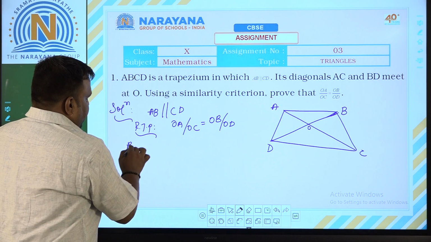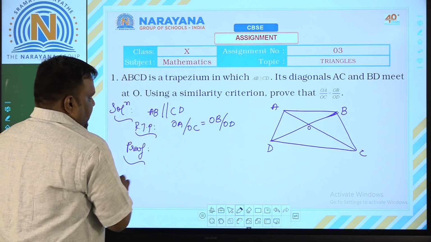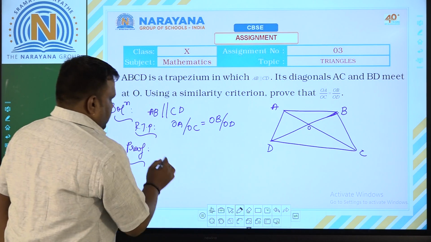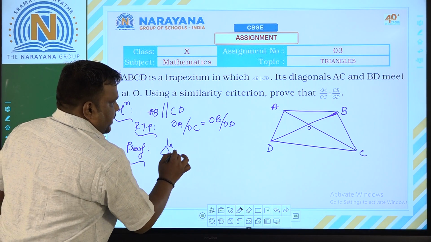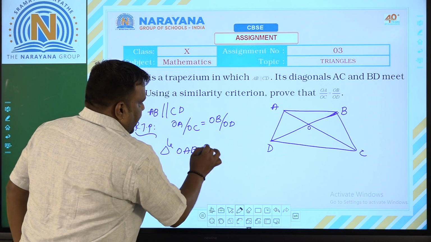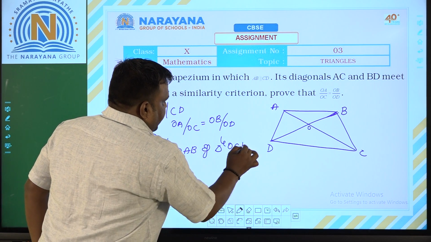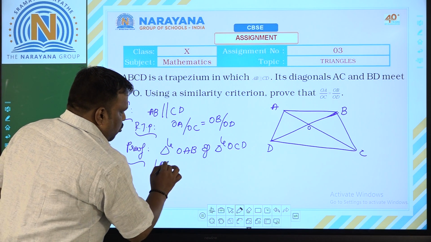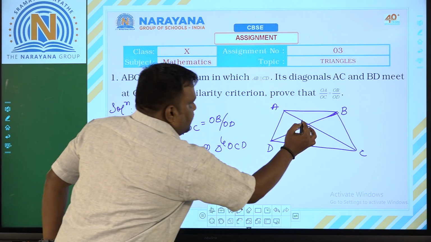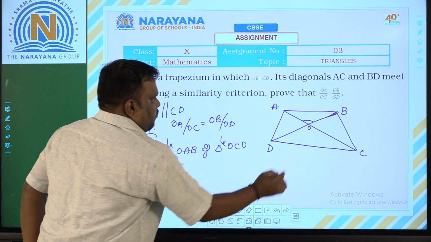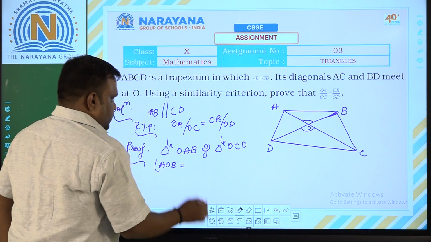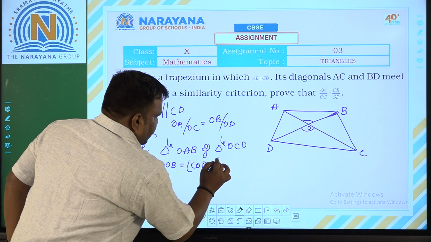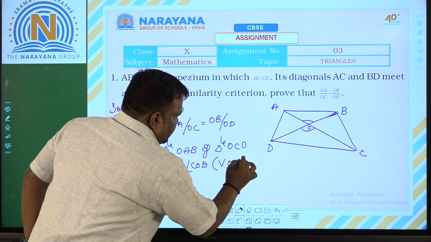Next, for the proof part, consider two triangles, triangle OAB and triangle OCD. Now if you observe these triangles properly, angle AOB is equal to angle COD. These are vertically opposite angles.